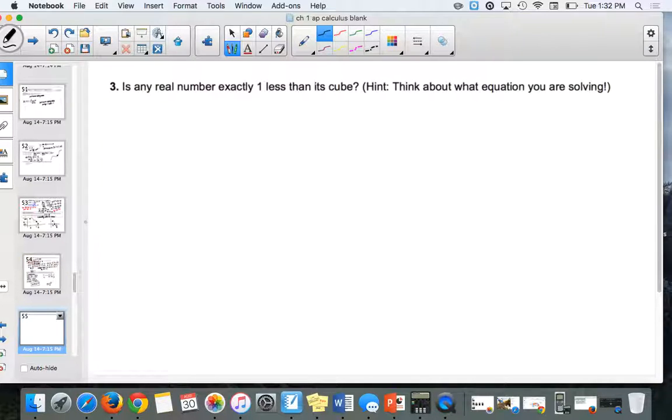Tricky. All right, is there any real number exactly 1 less than its cube? I've asked questions like this on the test before, and people have no idea what I'm asking when I say this. So is there an x value that is 1 less than x cubed? So x is equal to x cubed minus 1. So that's the equation we're solving. If I get everything on one side, I have x cubed minus x minus 1 is equal to 0.